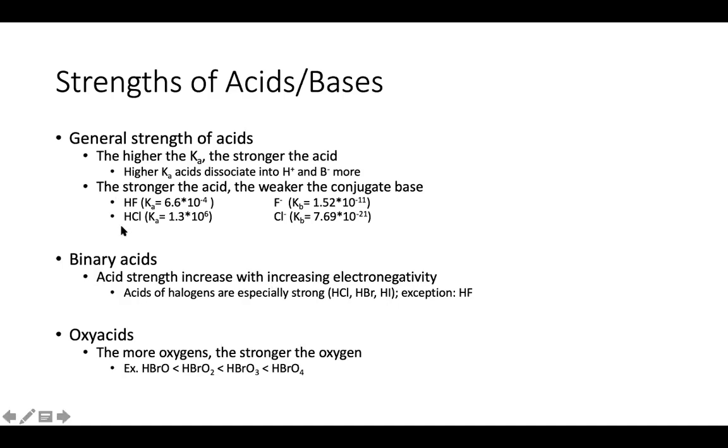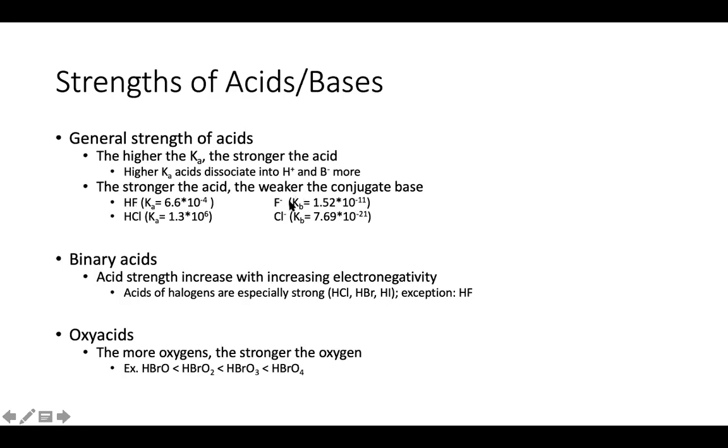To exemplify this, let's look at two acids, hydrofluoric acid and hydrochloric acid. I listed their Ka values, and I also listed their conjugate base, in quotation marks. F minus is the conjugate base of hydrofluoric acid, and here's the Kb value. We know it because Ka times Kb will always equal Kw.